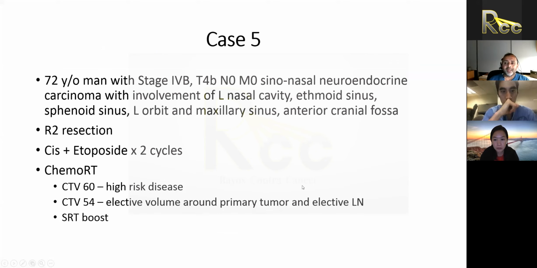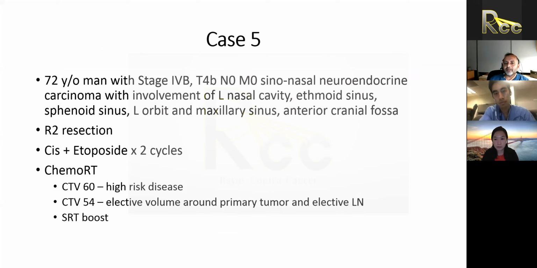And so I'm going to end with another complicated patient for this session. Here's a 72-year-old guy who presented with a very large sinonasal cancer that involved essentially almost everything, right? In this patient, the tumor involved the nasal cavity, ethmoid sinus, sphenoid sinus, orbit, maxillary sinus, and extended into the anterior cranial fossa. So the patient was taken for endoscopic resection.